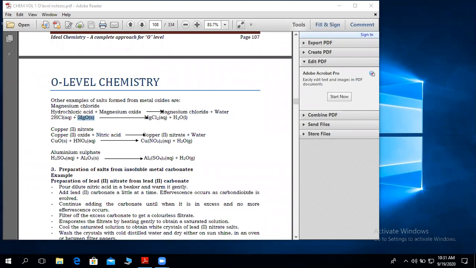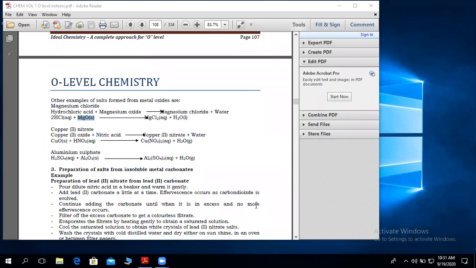Or I can specify and say, explain how magnesium chloride can be prepared from magnesium oxide. There I have done what? I have specified. So take note of that. And by the way, in our next lesson, we shall finish preparation of salts.